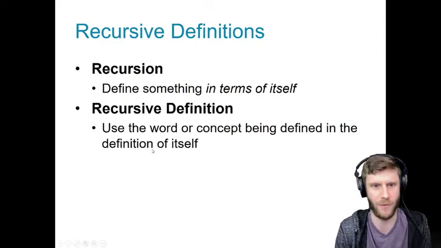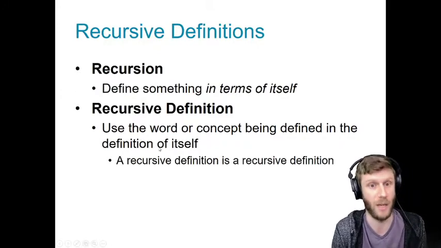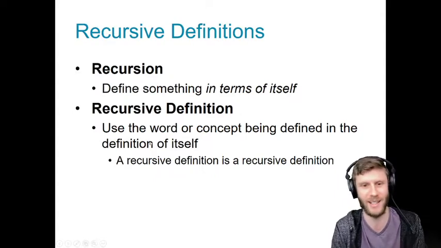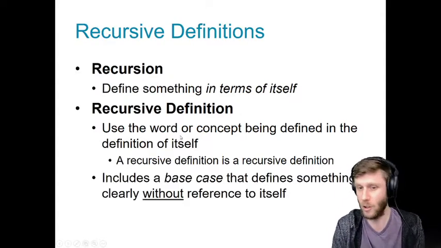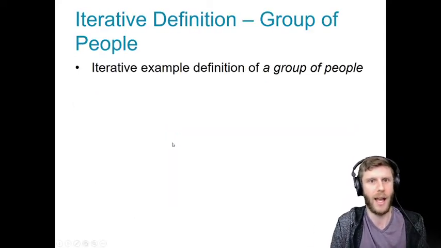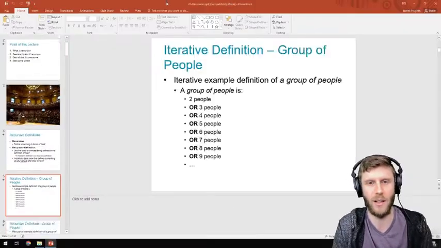In a recursive definition, you use the word or concept being defined in the definition by itself. So a recursion definition is a recursive definition. As annoying as that sounds, it is. So it includes a base case, typically, that defines something clearly without reference to itself. And I'm going to show you a fun little gag.